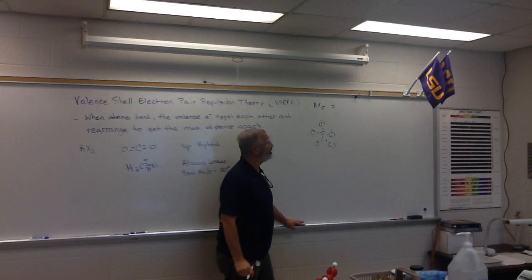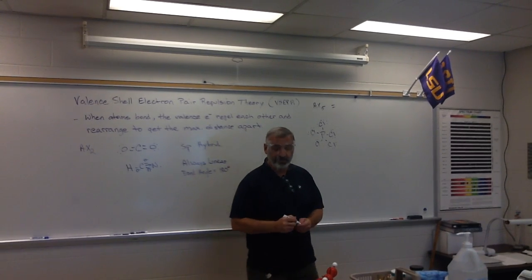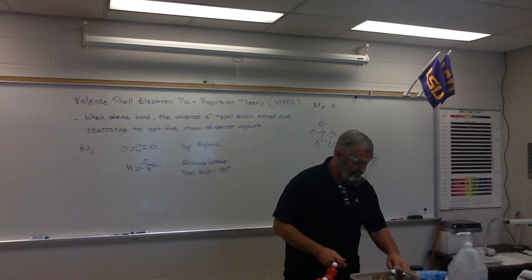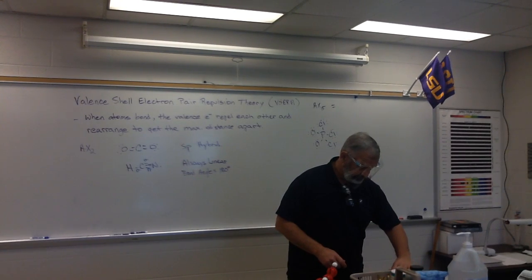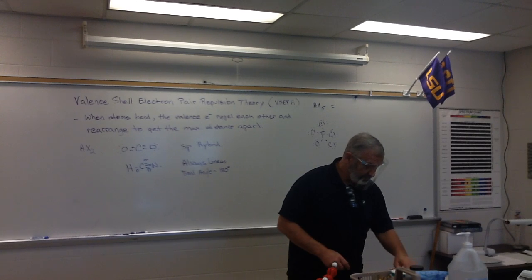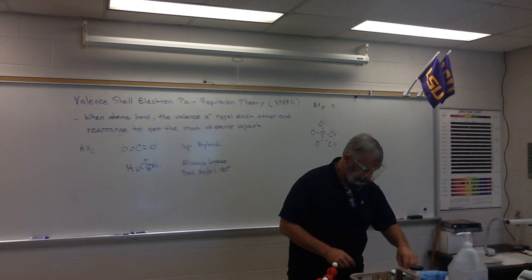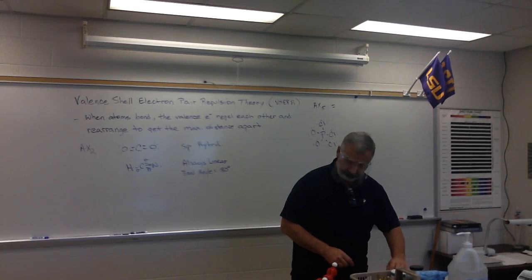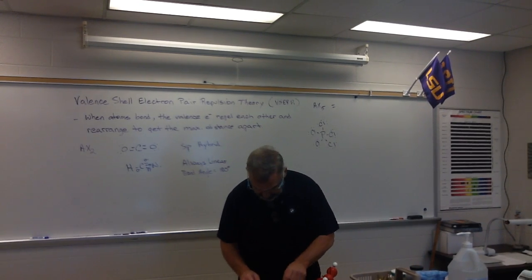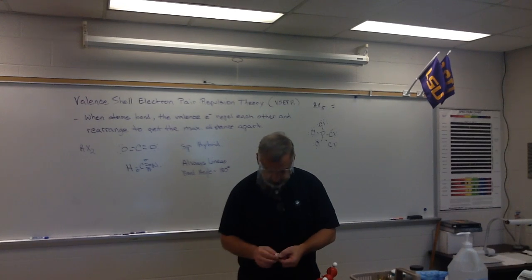Okay? AX5, an expanded octet. 5 things that hate each other. What shape could they possibly form? It's going to be called, let me see if I can find the right one. Might be easier to find than this one. Yeah, here we go.